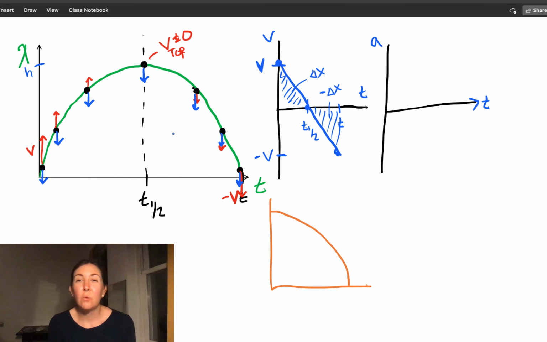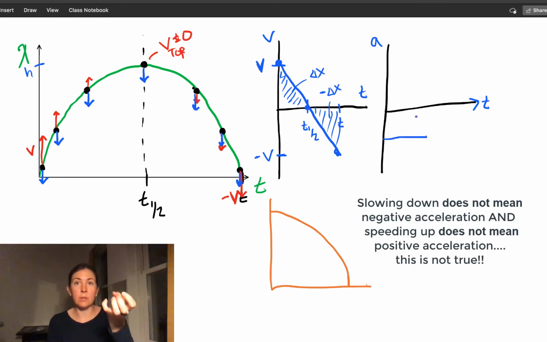The one thing you want to make sure that you don't do with the acceleration graph is think, oh, well, it's slowing down as it's going up, right? It's going up and it's slowing down, so that slowing down means negative acceleration. And as it's traveling back down, it's speeding up. Speeding up means positive acceleration.